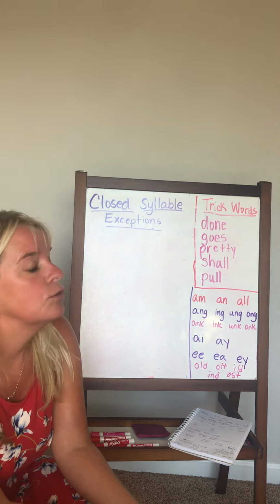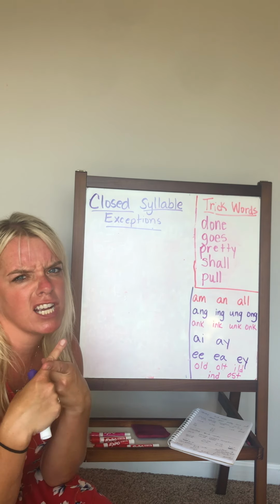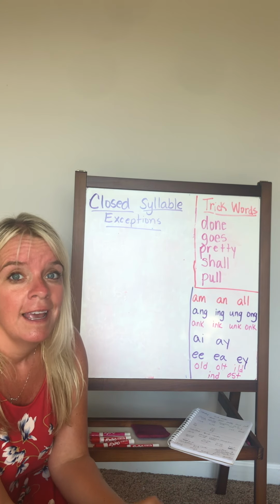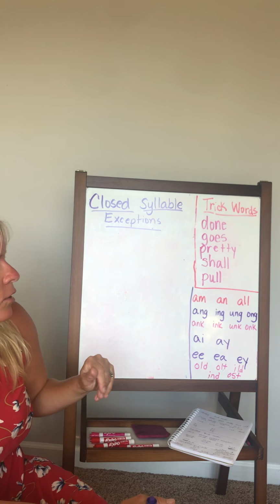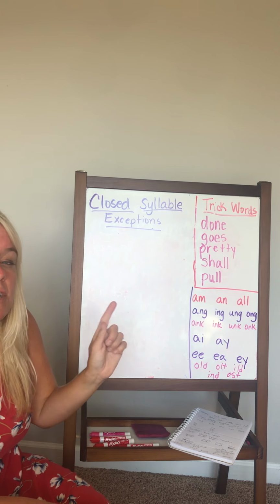Today what we're going to do is practice some sentences with our new rule, our closed syllable exception rule. So I'm going to say two sentences and then I want you to write them on a paper or marker board, whatever you want to do. And then I'm going to write them up here and you can pause the video and check your work to see how you did.